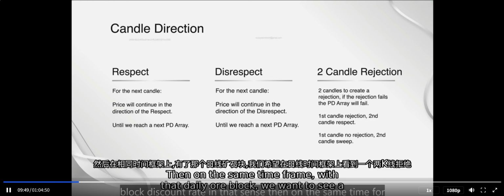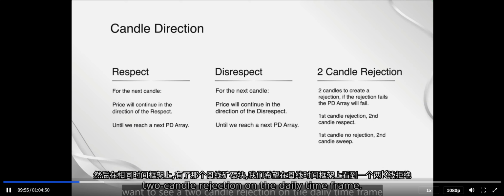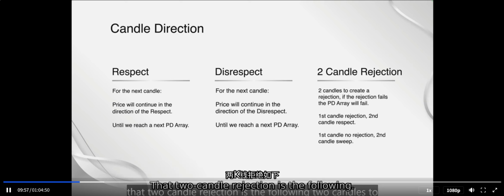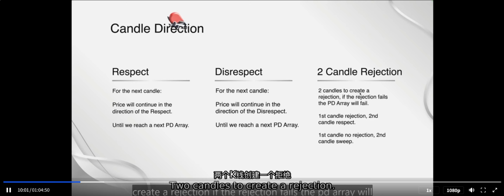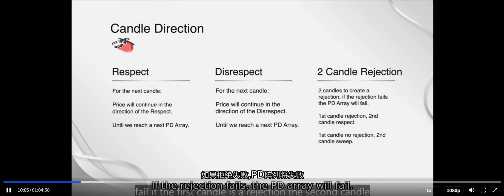Then on the same time frame, with that daily order block, we want to see a two candle rejection on the daily time frame. That two candle rejection is the following: two candles to create a rejection. If the rejection fails, the PD array will fill.